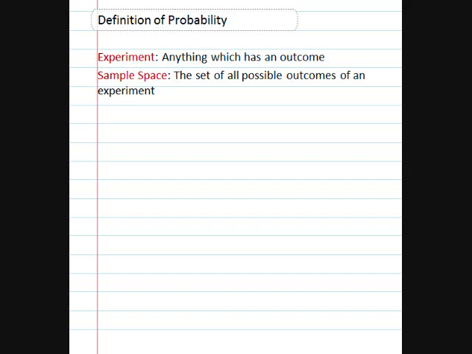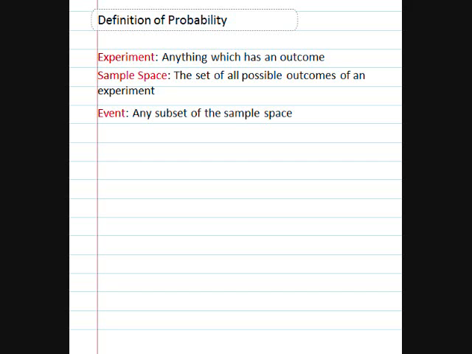Sample space. This is the set of all possible outcomes of an experiment, and we will denote this set with the capital letter S. And finally, an event. An event is any subset of the sample space. Let's consider an example.